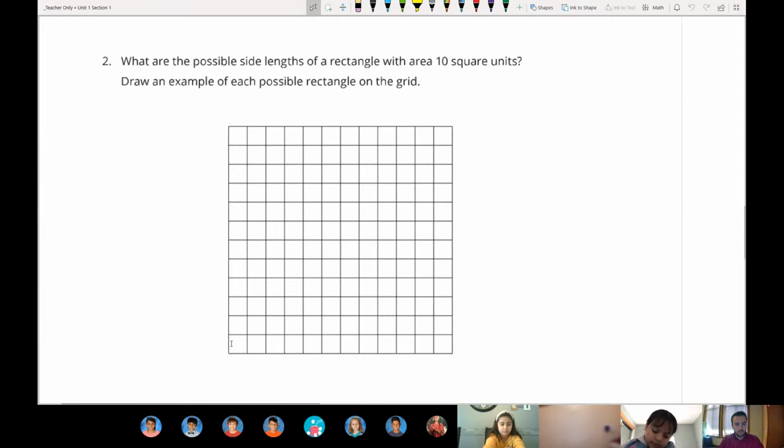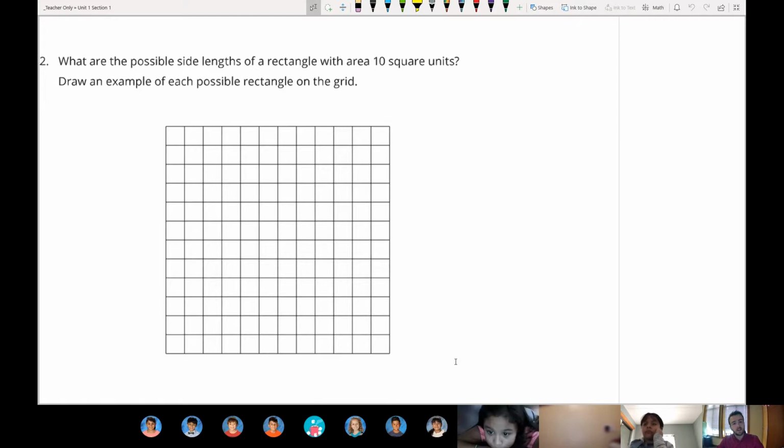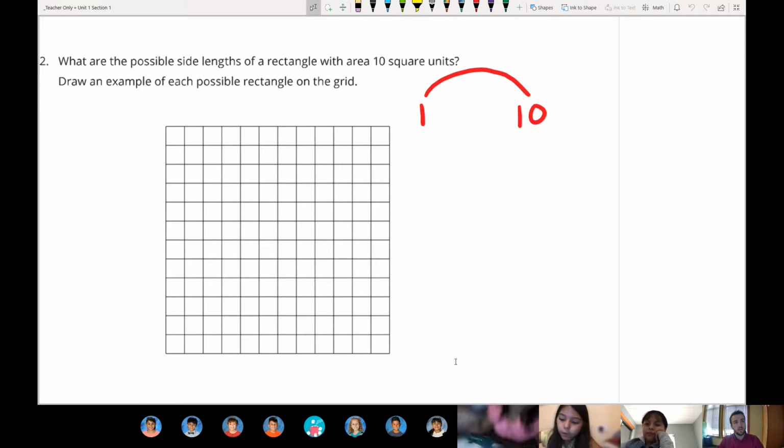Okay, what are the possible side lengths of a rectangle with an area of 10 square units? Draw an example of each possible rectangle on the grid. Well, when we're trying to find the possible side lengths of a rectangle and we know the area, we are basically just finding the factor pairs for that area, right? We're finding the 2 things that can multiply together, that factor pair, to give us the answer or an area of 10. So as we've done before, we start with 1 with our factor rainbow, and we connect it to the area or the number that we're trying to have as the product.